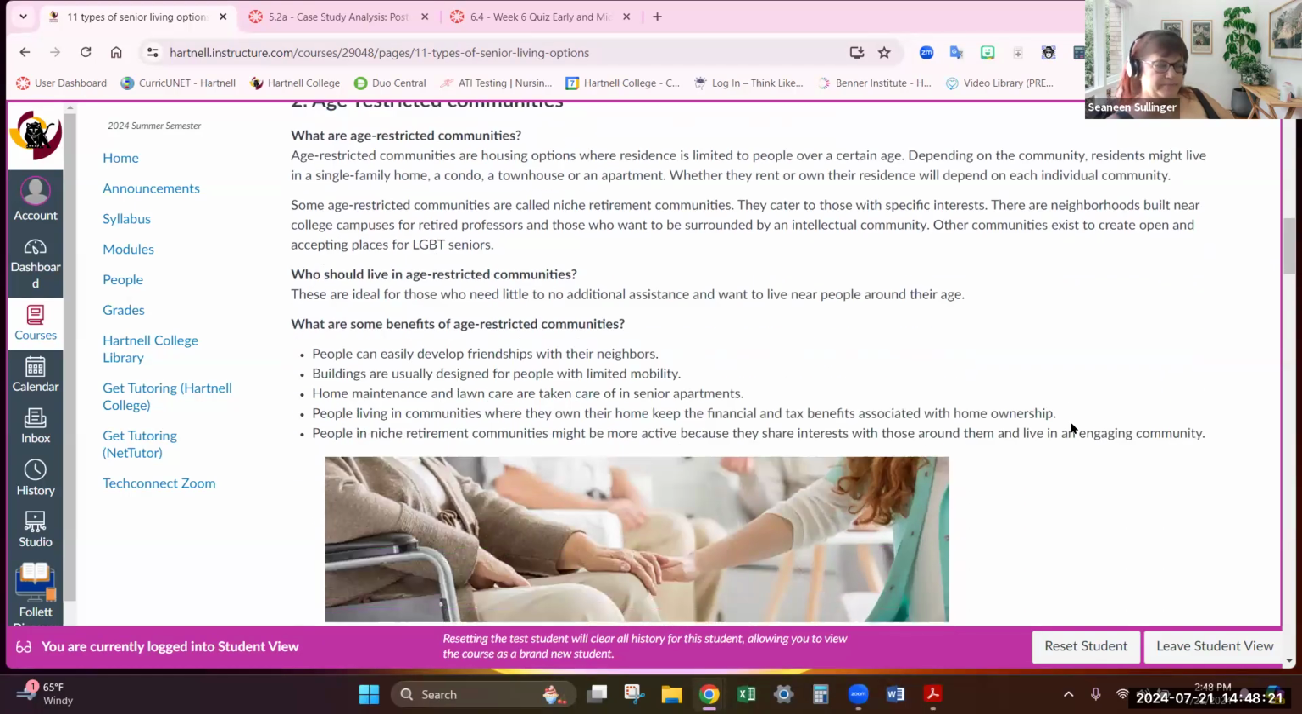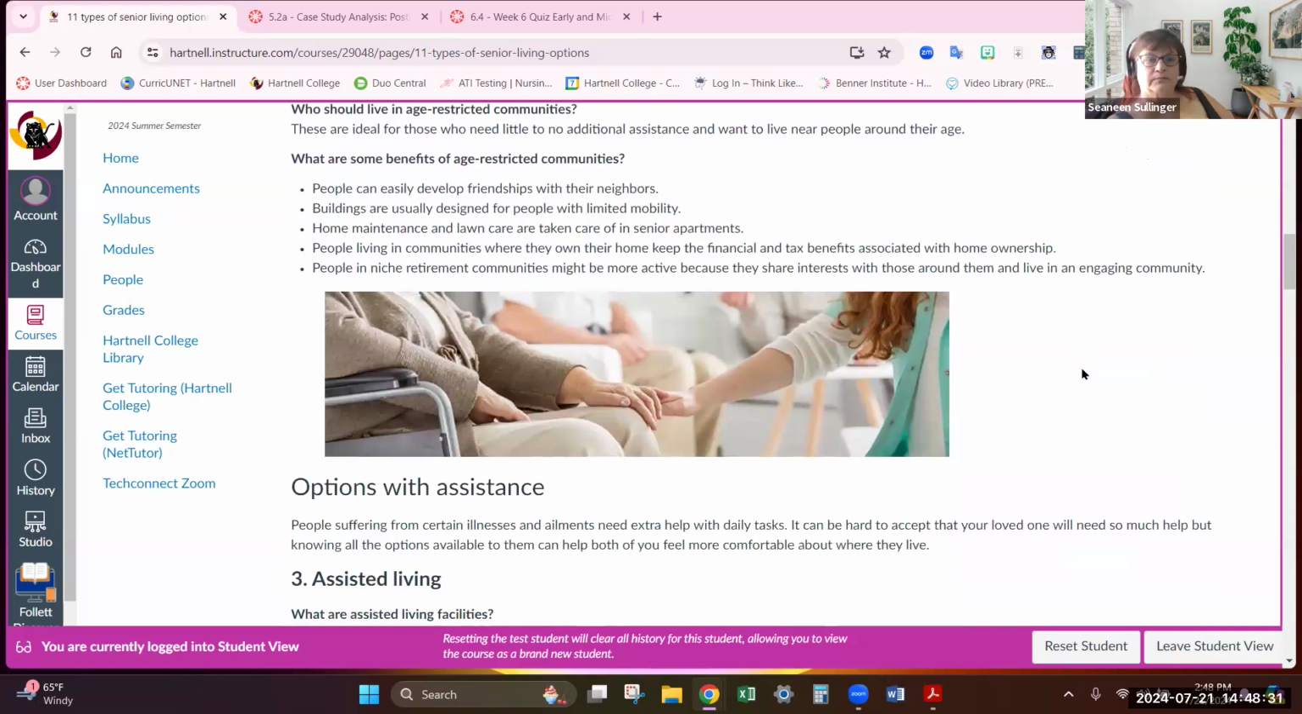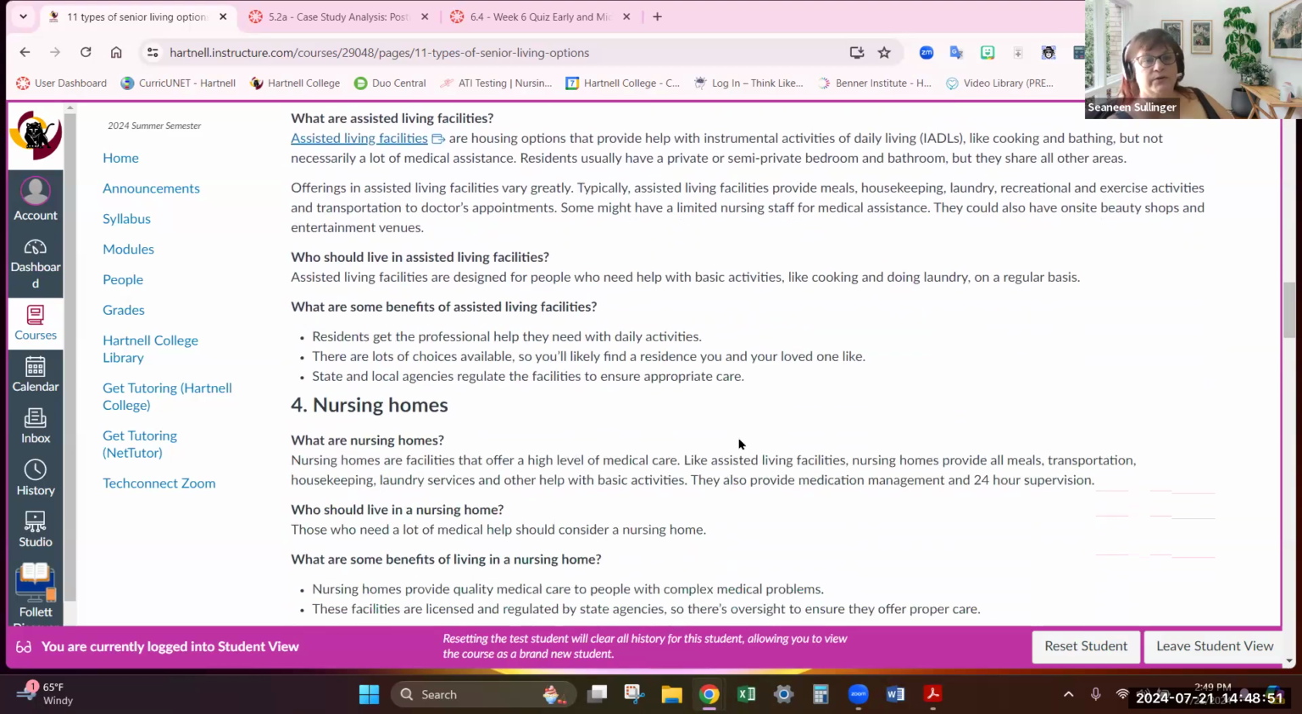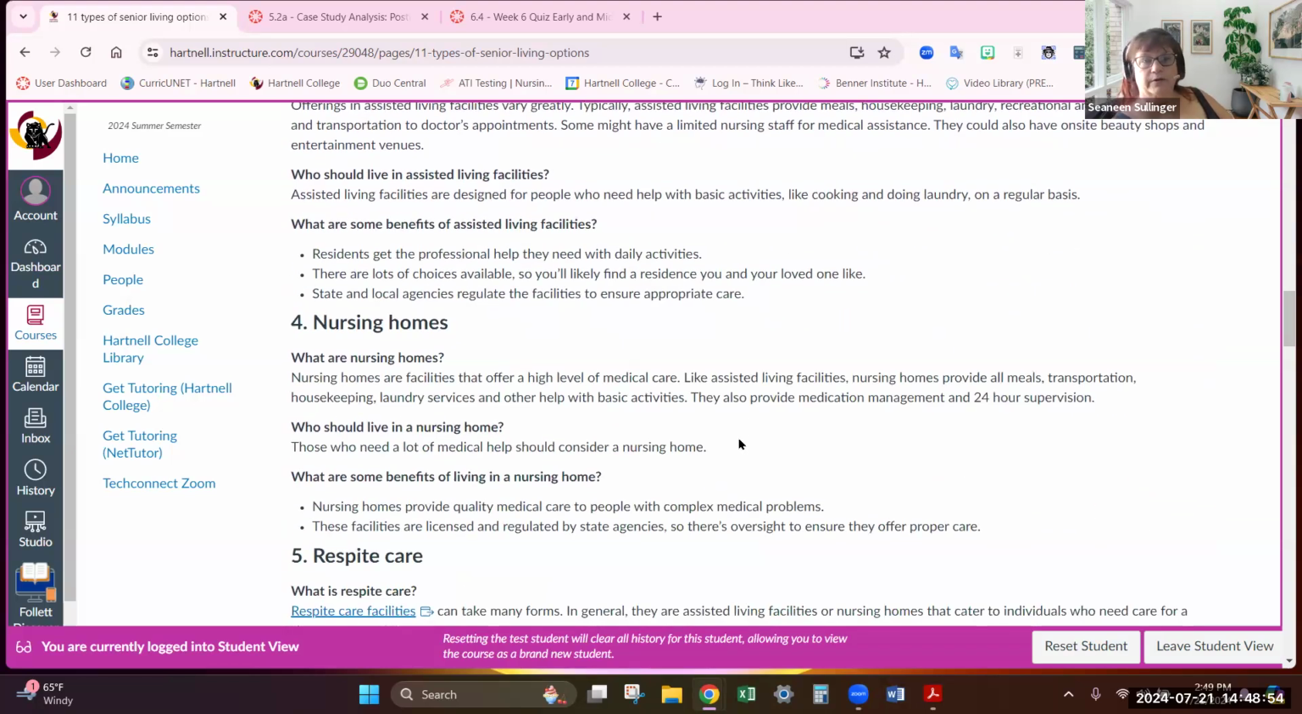There are communities that have specific demographics, like LGBTQ, or maybe widows and widowers. Assisted living is someplace where you can get help with medications or some of your activities of daily living, ADLs, and instrumental ADLs like cooking, cleaning, and bathing, not the medical assistance, because those would be different. Nursing homes, or long-term care facilities, help with the medical care.